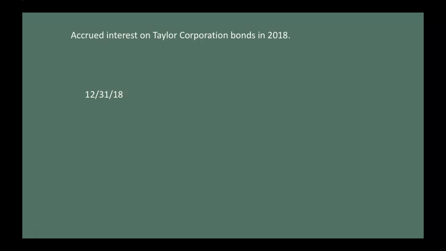Then at the end of the year, we need to accrue the interest. So we aren't receiving the interest yet, right? Because we were told that that was going to be payable on January 1st. But we need to count the revenue in the year that it happened. So our journal entry here is a debit to interest receivable and a credit to interest revenue.